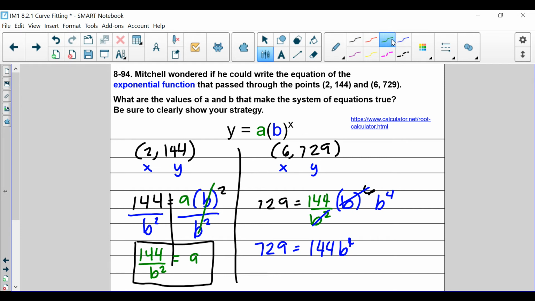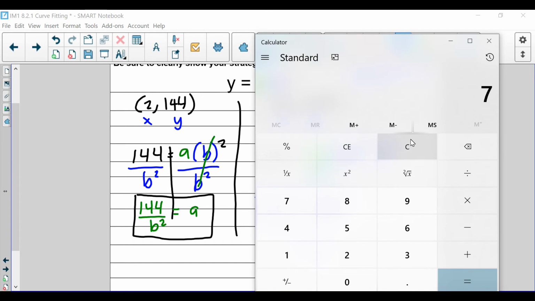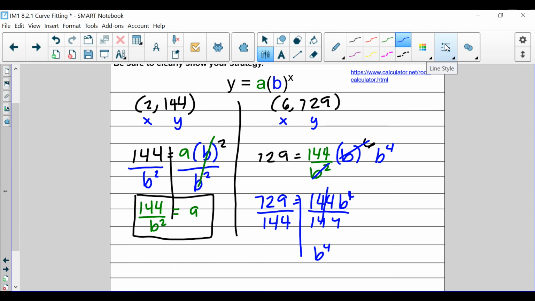Then what we're going to do is we're going to isolate our variable by dividing by the coefficient 144. What I do to one, I do the other. So then we get B to the 4th, these guys cancel out, is equal to, what's 729 divided by 144? 5.0625. Okay, I know that looks complicated, but we're almost there, you guys. We can do this. Now we're going to figure out B to the 4th.